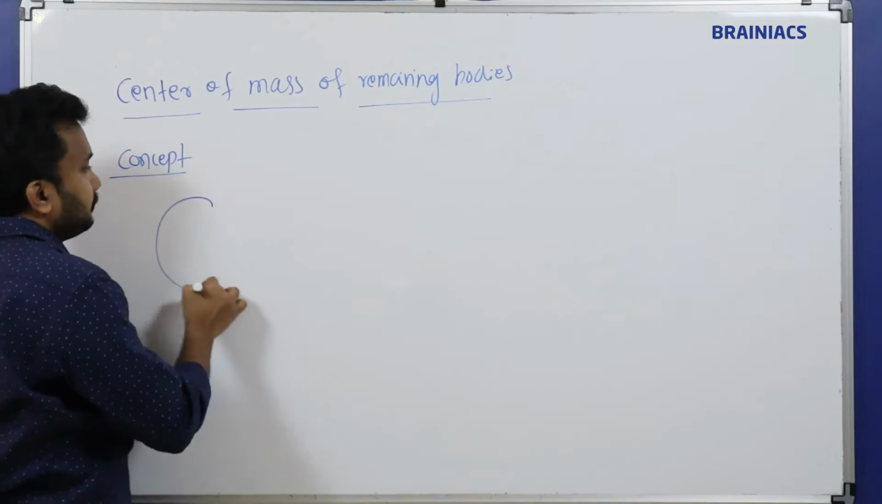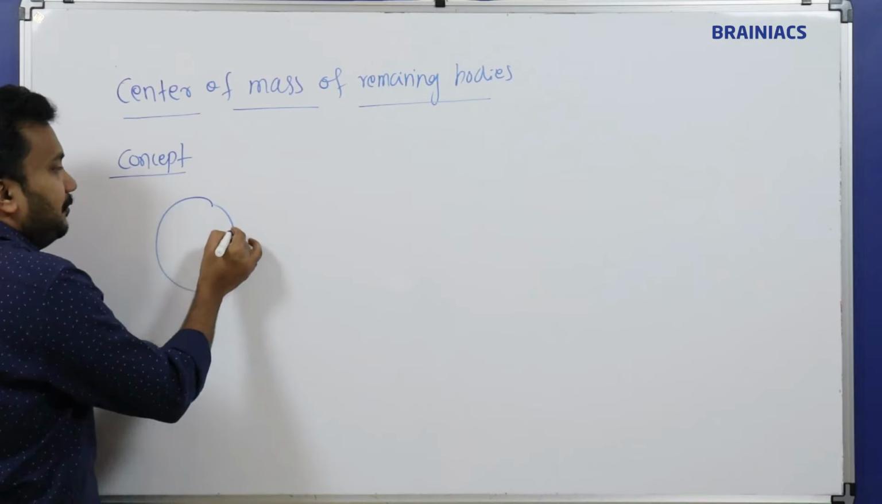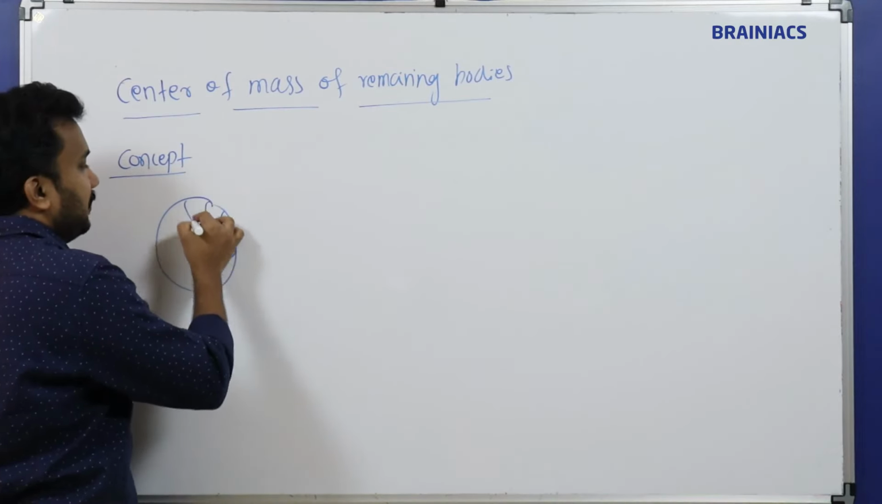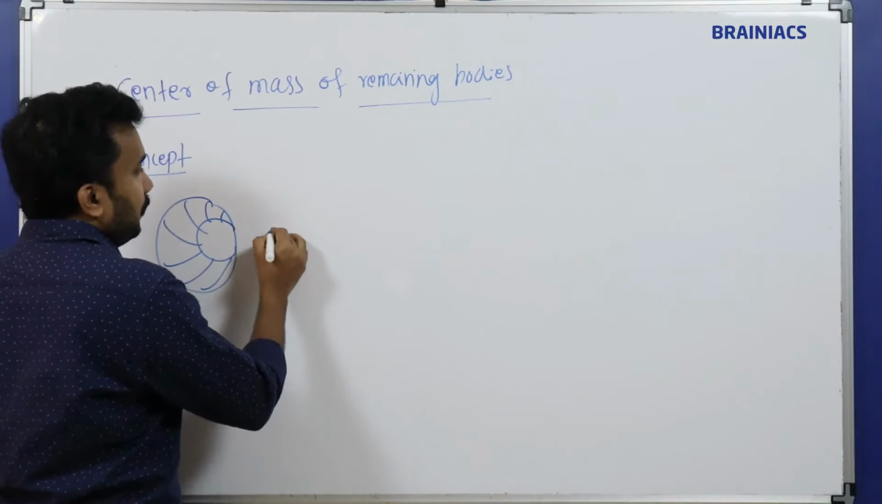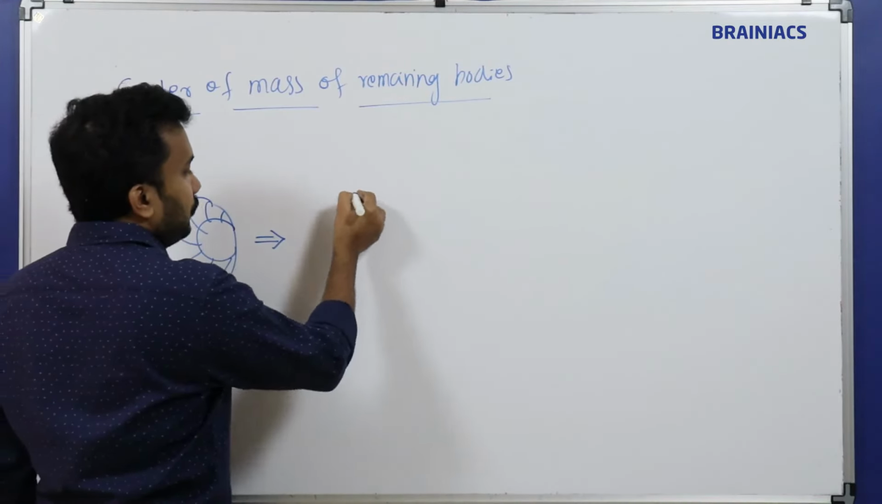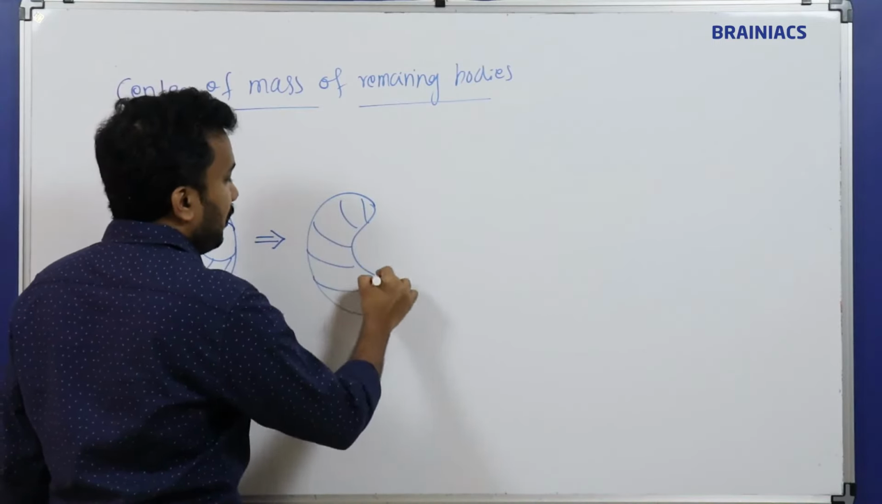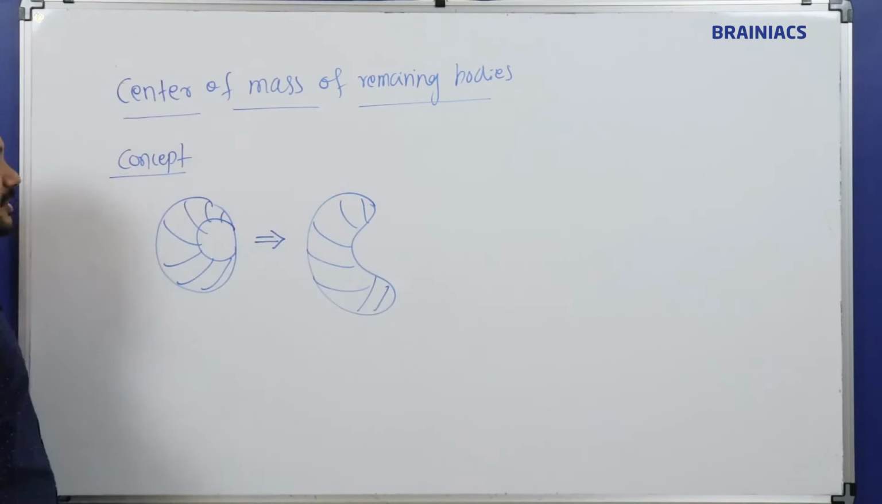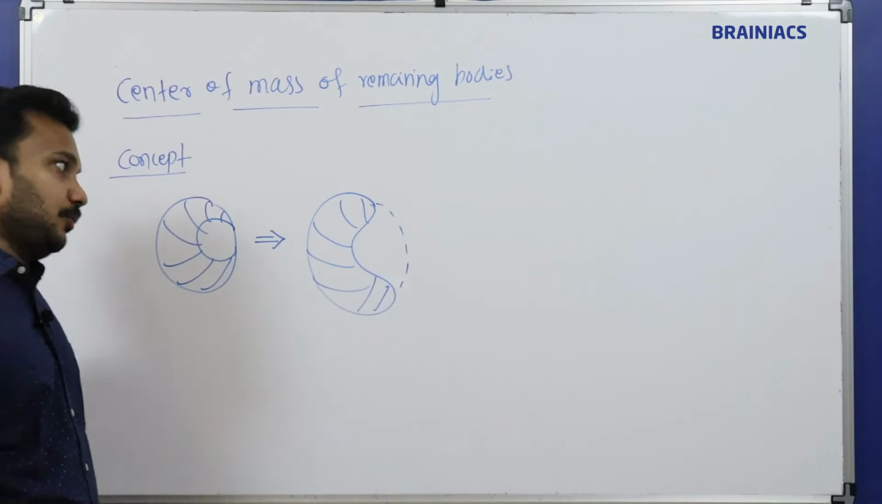So first one, we have a sphere. Suppose we are assuming a solid sphere, and we have removed a part of the solid sphere like this. So this is equal to a structure similar to this, right? We want to find out the center of mass of this area. This much is the portion which we have removed.